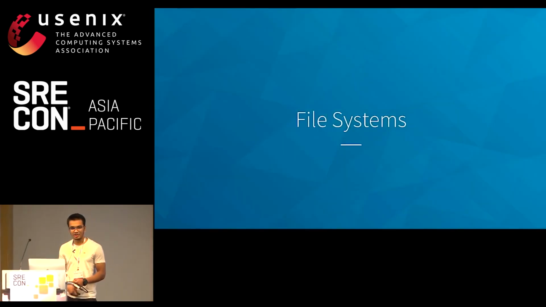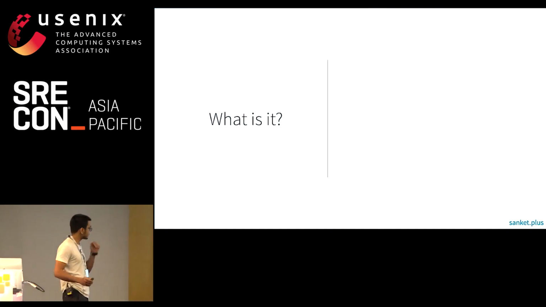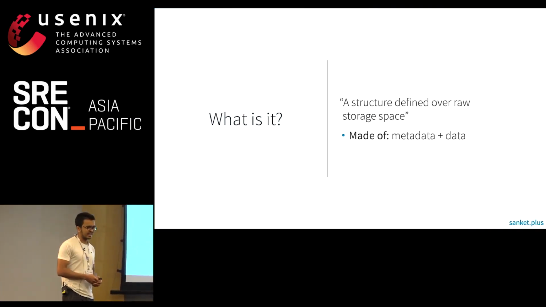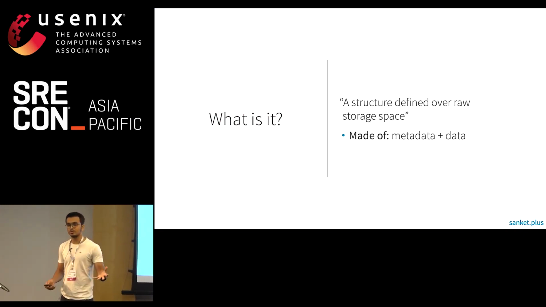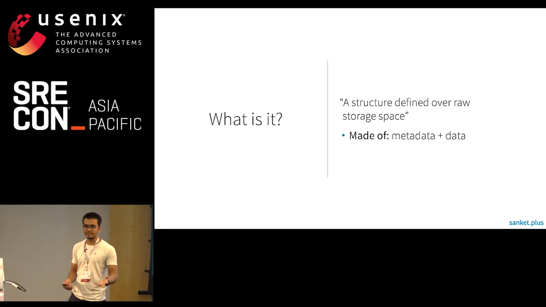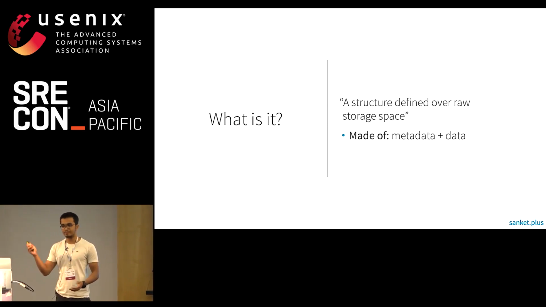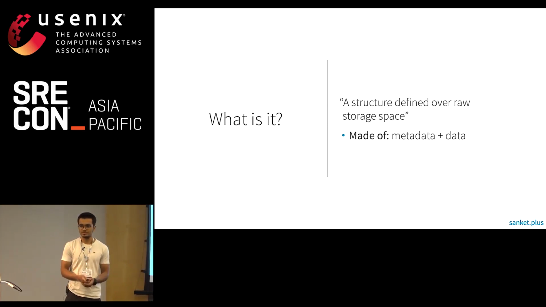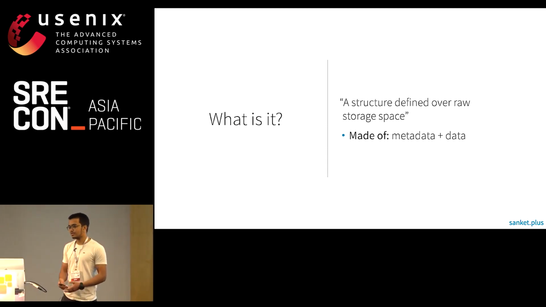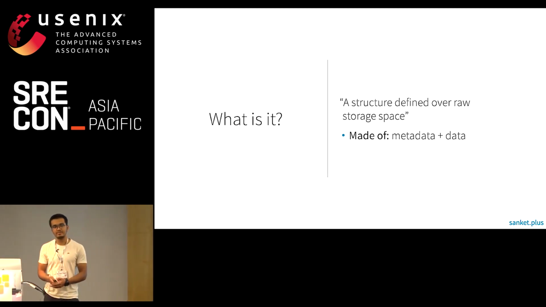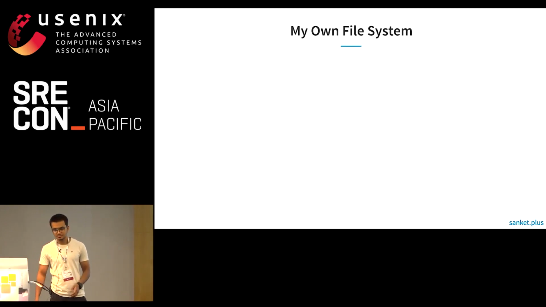So let's get started. What are file systems? To tell it in a single sentence, oversimplified way, it's a structure defined over raw storage space. What is raw storage space? Your storage devices, hard drive, pen drive, your memory cards. So we define some structure over it so that we can utilize it better. If you want to classify it on a really high level, it is made of data and metadata.